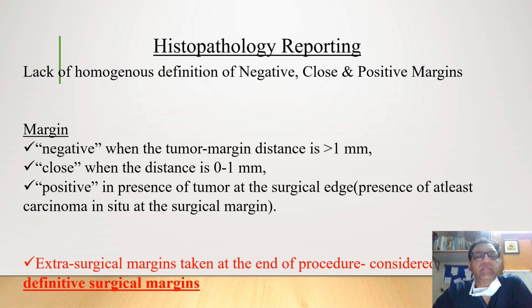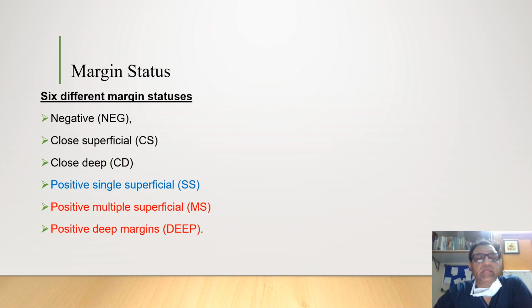Histopathology reporting is negative when the tumor margin is more than 1 mm from the lesion, close when the distance is 0 to 1 mm, and positive in presence of tumor at the surgical edge. So close is 0 to 1, and if it is more than 1, it is a negative margin. Extra surgical margin taken at that site is considered the definite surgical margin. There are 6 different margin statuses: negative margin, close superficial margin, close deep margin, positive single superficial margin, positive multiple superficial margin, and positive deep margin.